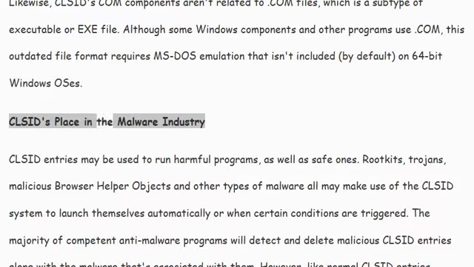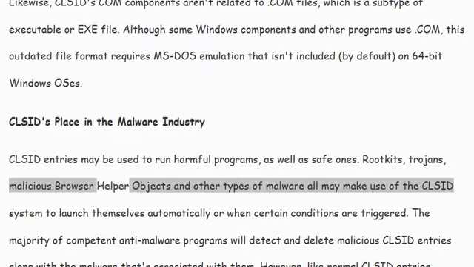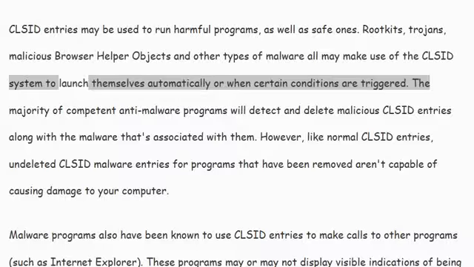CLSID's place in the malware industry. CLSID entries may be used to run harmful programs, as well as safe ones. Rootkits, Trojans, malicious browser helper objects, and other types of malware all may make use of the CLSID system to launch themselves automatically or when certain conditions are triggered.